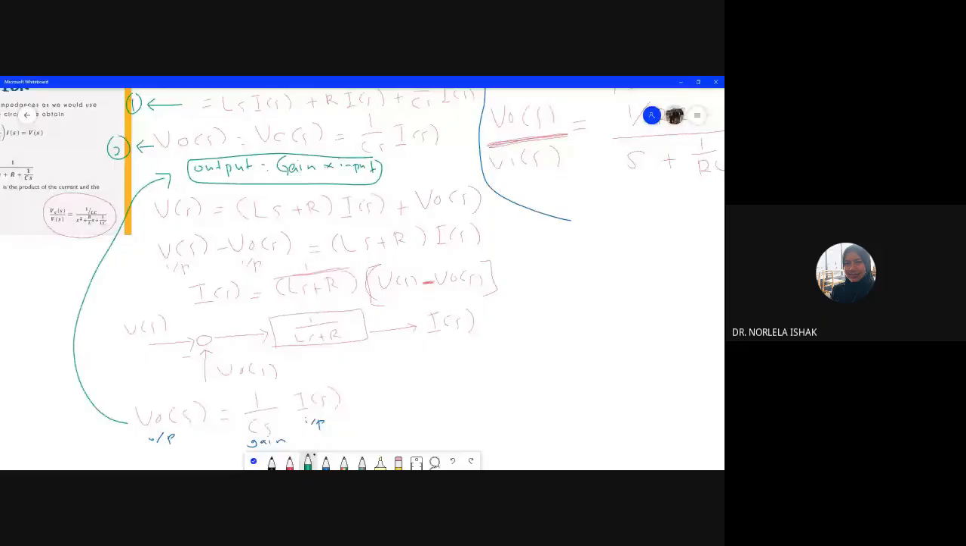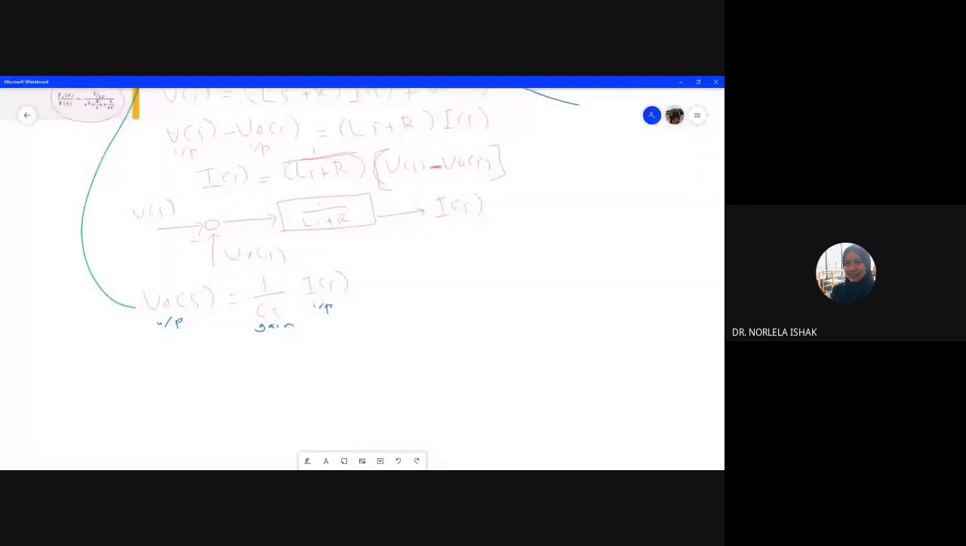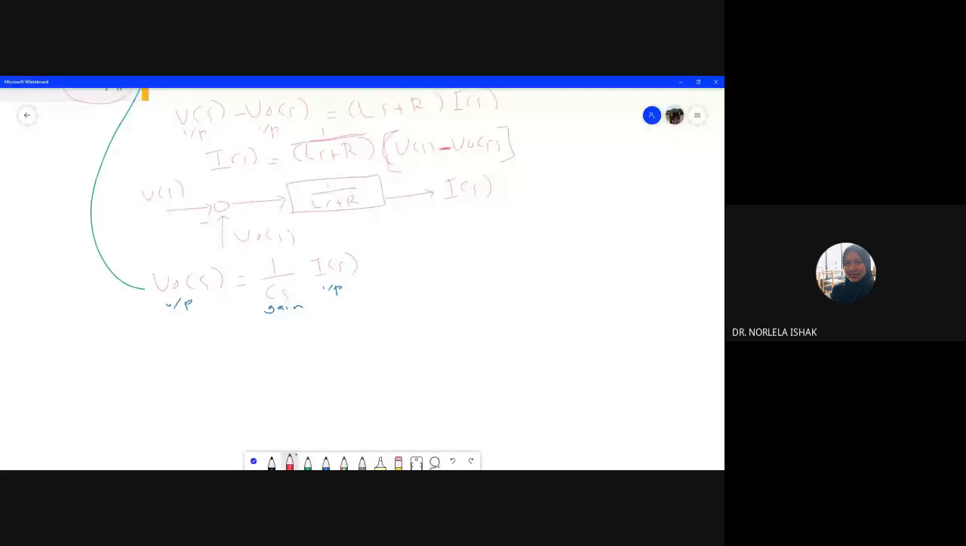Okay, from there, we draw the block diagram. So, this is your input, right? And what is the gain? Your gain is 1 over CS. And what is the output? Output is the V naught. Okay, guys.